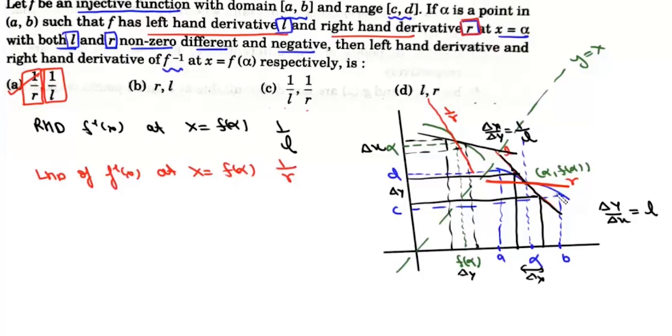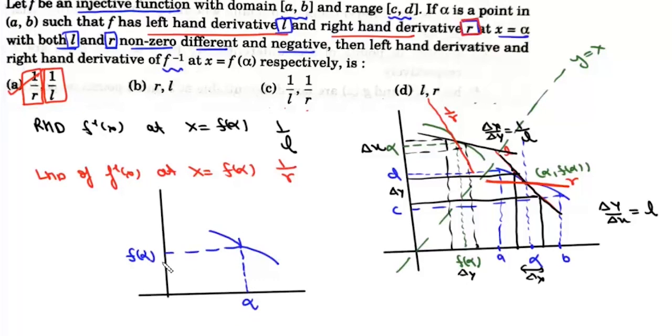Now all this is very difficult to visualize in a graph. So what we'll do is, we'll try and solve this question analytically. Now we are given this function. So again, we'll draw the function. So we are given this function f, which is decreasing, and at alpha, it is not differentiable. This point is f(alpha). The left-hand derivative at alpha is L, and the right-hand derivative at alpha is R.